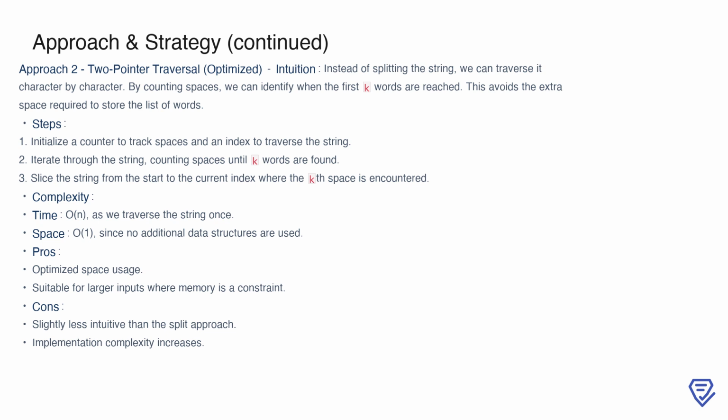This approach has a time complexity of O(n), as it only involves a single traversal of the string, and it achieves an impressive space complexity of O(1), since no additional data structures are required. However, while it's more memory efficient, it's slightly less intuitive than the split approach and introduces some complexity in implementation. For developers who prioritize performance in memory-constrained environments, this method provides a valuable alternative.